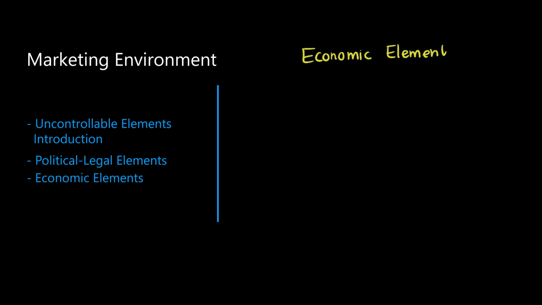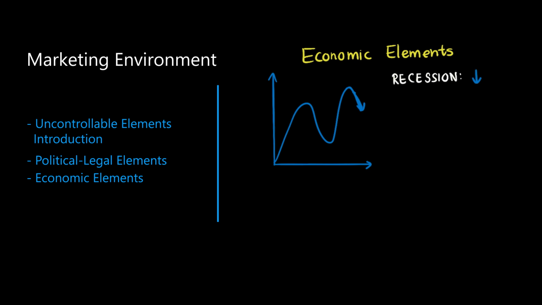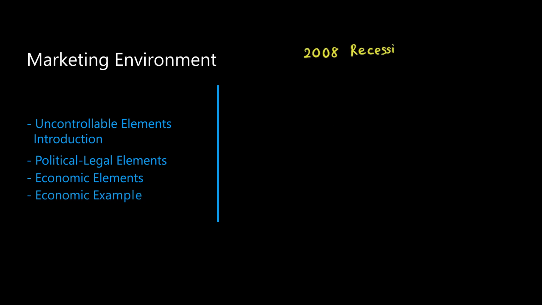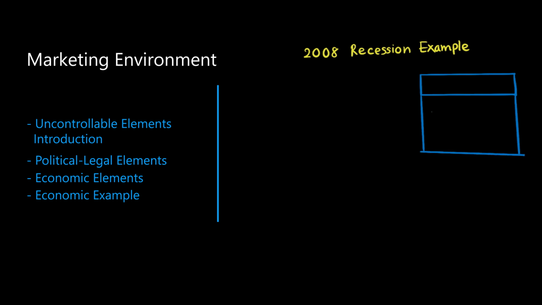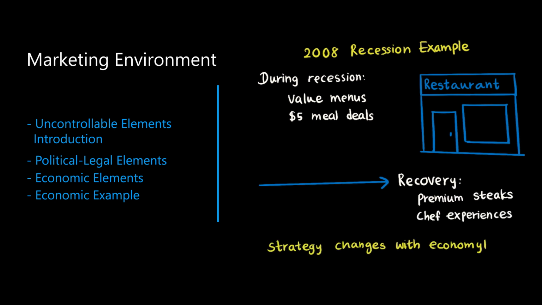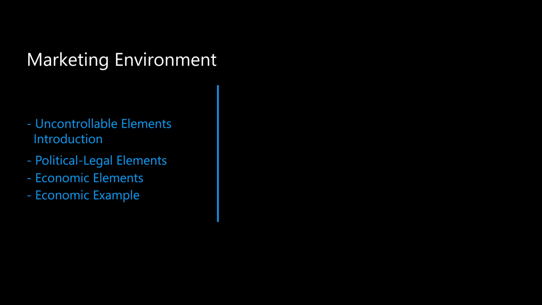Economic elements involve business cycles, inflation, unemployment, and income levels. During recession, consumers become price sensitive, so marketers might emphasize value pricing and budget options. During economic expansion, they might introduce premium products and focus on quality over price. A concrete example, during the 2008 recession, restaurants introduced value menus and emphasized affordable family meals. As the economy recovered, they shifted back to promoting premium items and dining experiences.